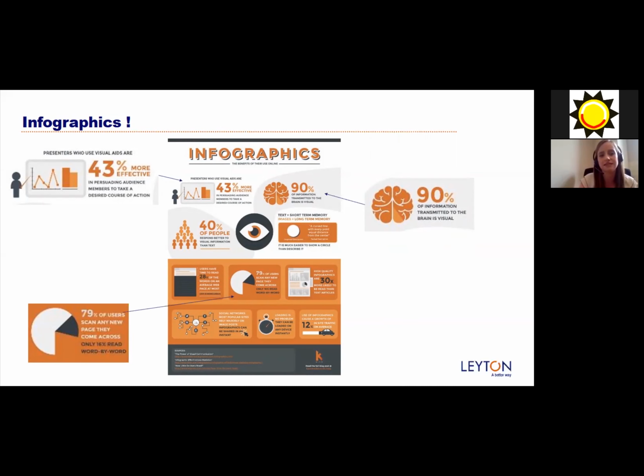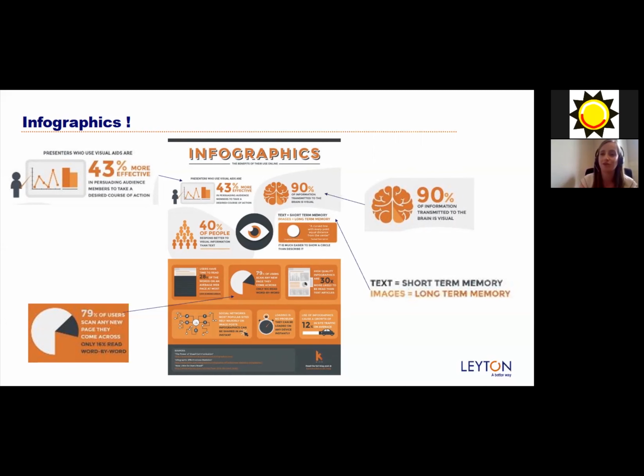Another point is that 79% of users scan any new page they see, which just emphasizes the importance of making sure that your messages are clear and that you really highlight the bits of your poster that you want your user to see, just in case they're not going to read it word by word. So it's about making your message nice and clear. And then also an interesting point is that text is retained in the short-term memory, but actually images are stored in the longer-term memory. So if you want your message to stick and have a long-lasting impact, use images to help with your poster.